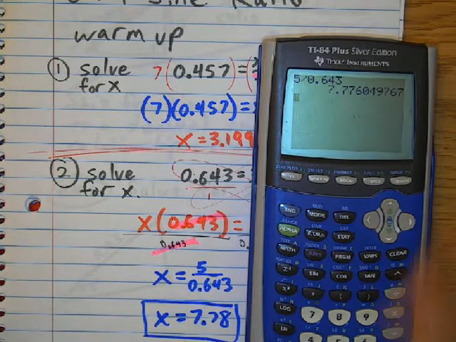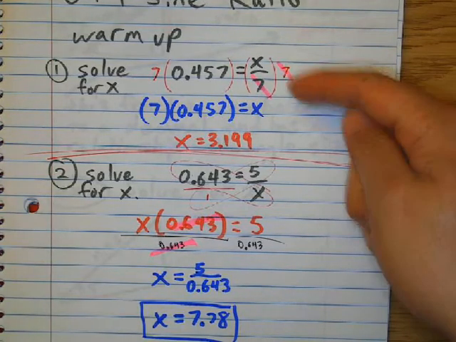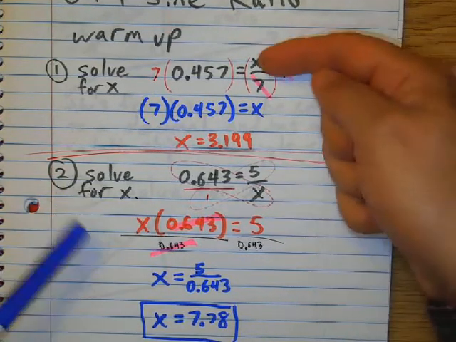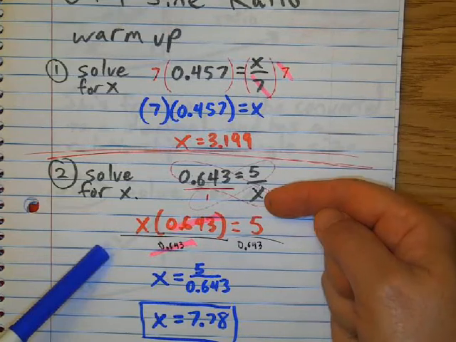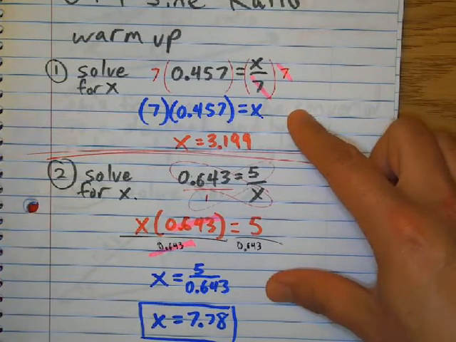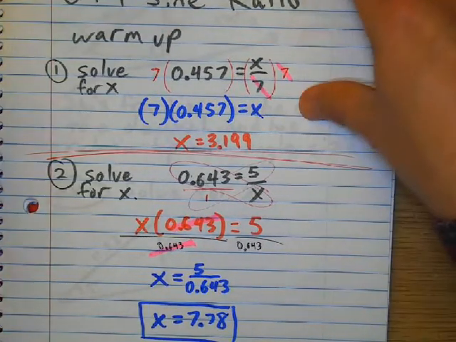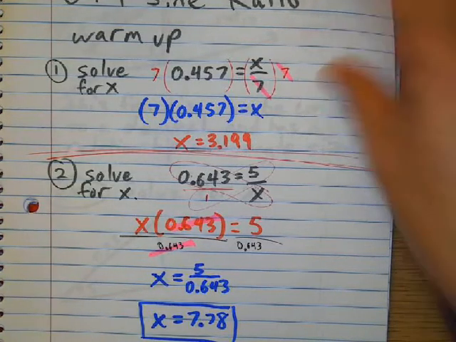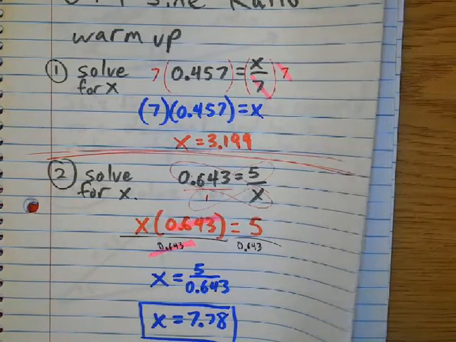So it's important to understand the difference between this situation and this situation. Here the x was in the top, here the x is in the bottom, and they both solve in a different way. You may want to rewind this and play again to see it again.